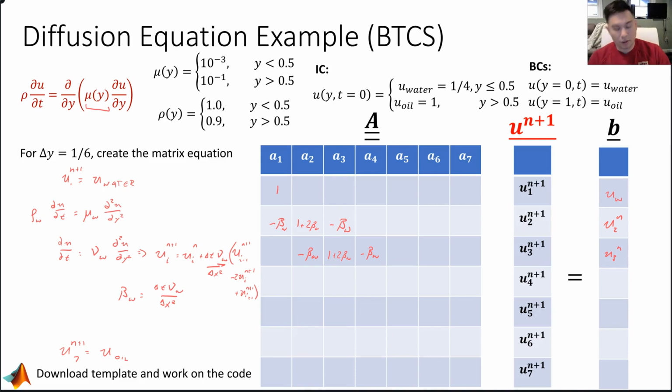And then on the other side, in our oil regime, we would have similarly a minus beta oil, 1 plus 2 beta oil, minus beta oil, U5N.